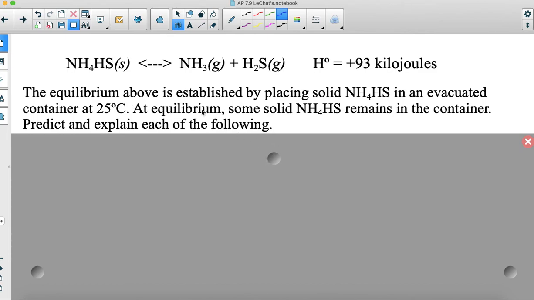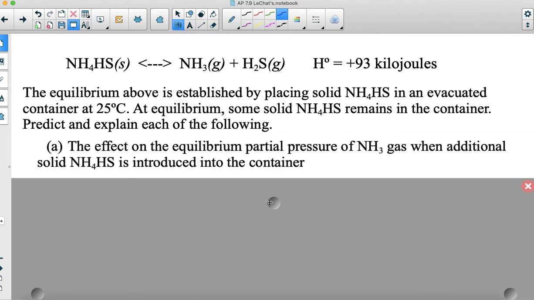Okay, so one thing that's worth noting here, we place some solid stuff in a container. At equilibrium, some of that solid remains in the container. They haven't used it all up yet. It still remains in the container. Now, let's predict what's going to happen with each one of these ways that we could mess with it. Number one, the effect on the equilibrium partial pressure of ammonia gas when additional solid is introduced in the container. Think about that. Write down an arrow, either forward, backward, or no effect.